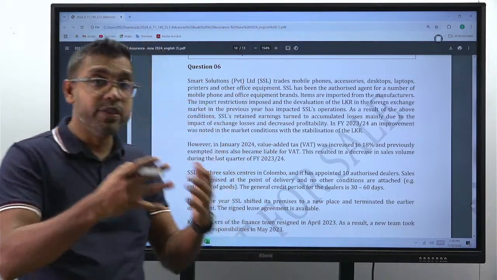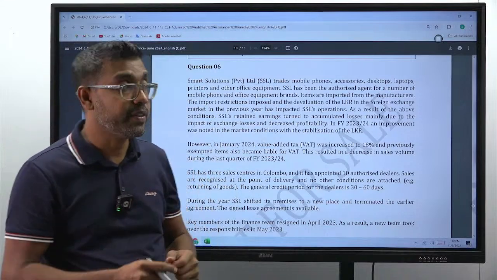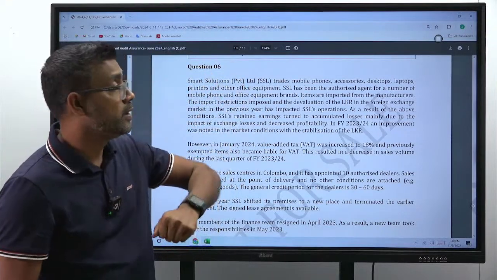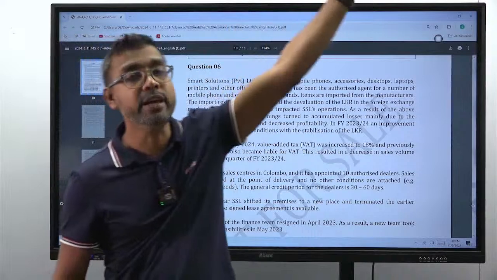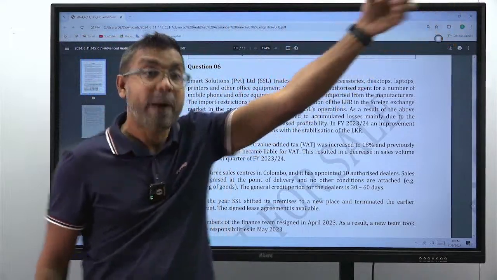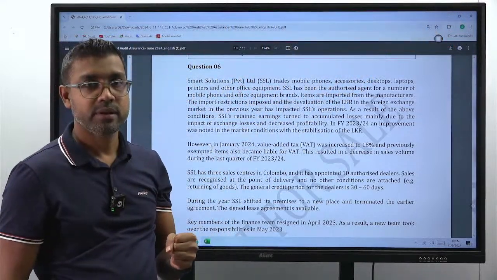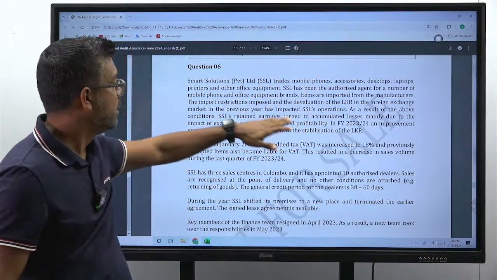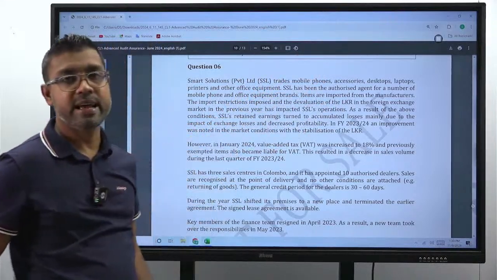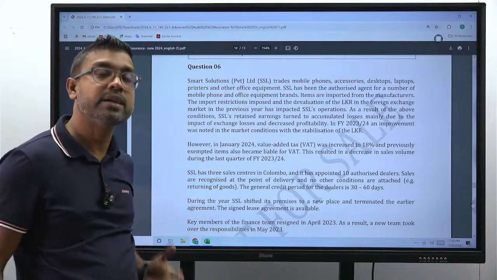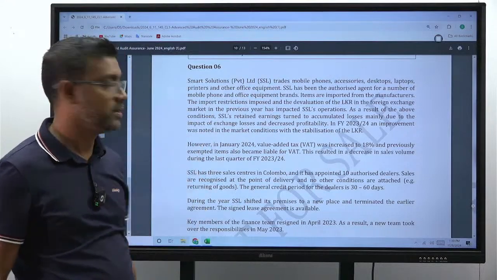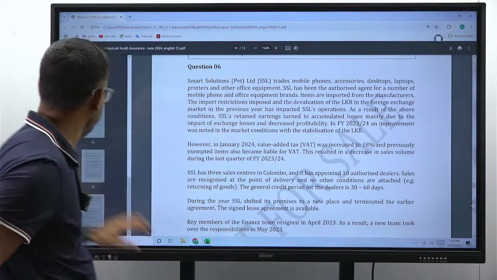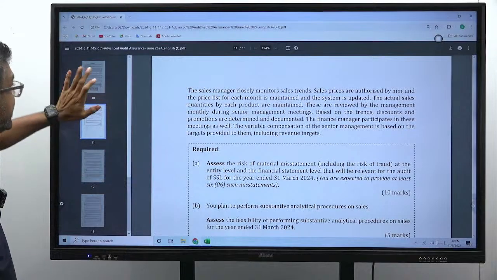And even though limited imports are there, to import IT equipment you have to pay so many LKR to buy dollars. So for $1 you have to pay sometimes 350, 360. Devaluation of LKR has impacted your business. Going concern risk you have to assess. The examiner wants you to assess here. You have to assess going concern.